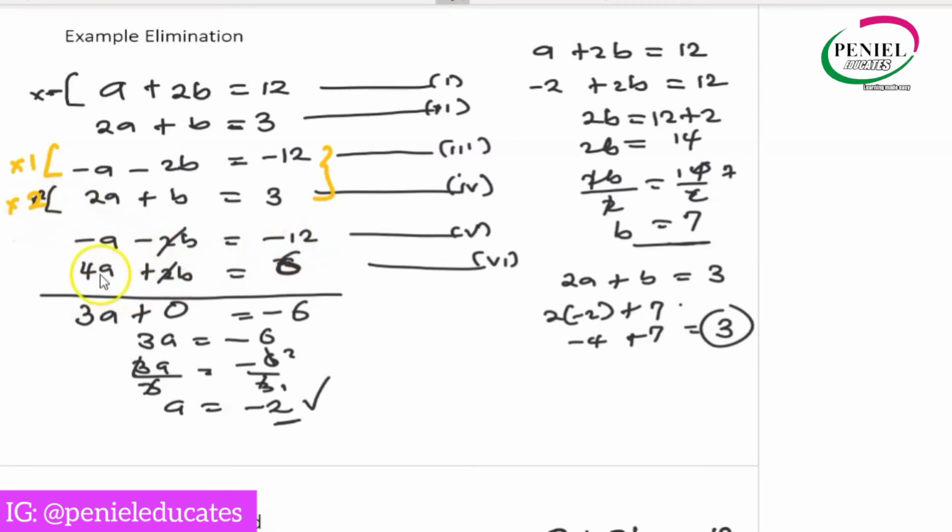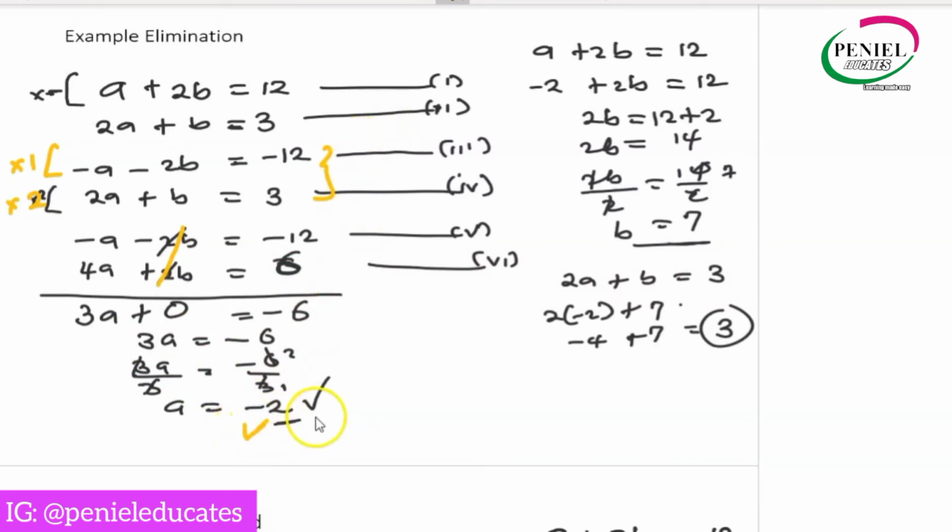So if I multiply this one by 2, it's going to give me 4a plus 2b. Then 2 multiplied by 3 is 6. Then definitely I can eliminate the b terms to be 0. So minus a plus 4a is going to give me 3a. Minus 12 plus 6 is going to give minus 6. So 3a is equal to minus 6, and my a is going to be minus 2.